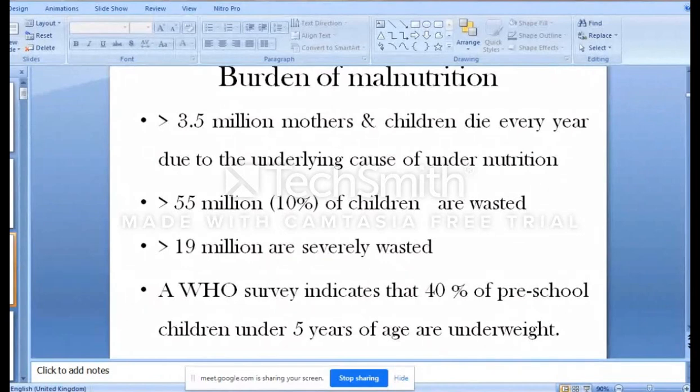A recent World Health Organization survey indicates that about 40% of preschool children under the age of 5 are underweight. So malnutrition is a major global problem.